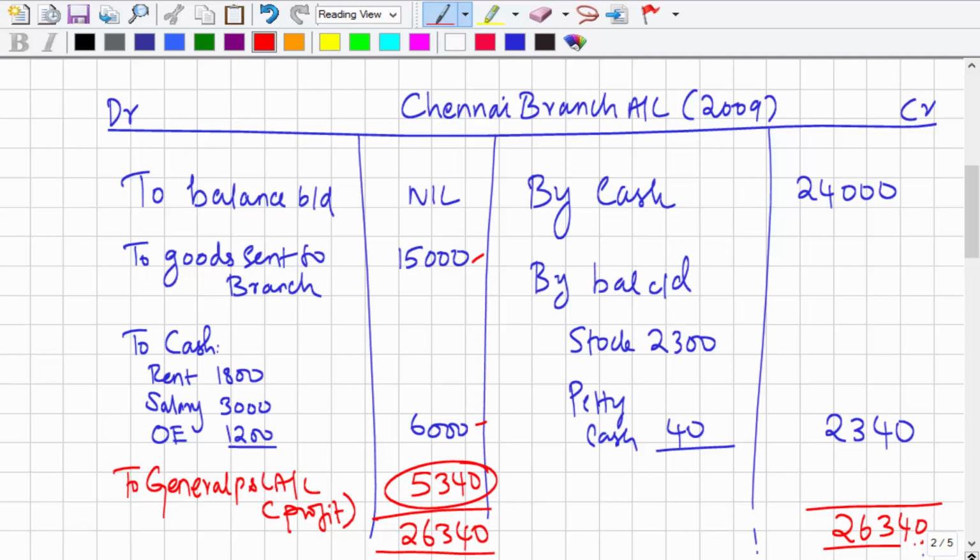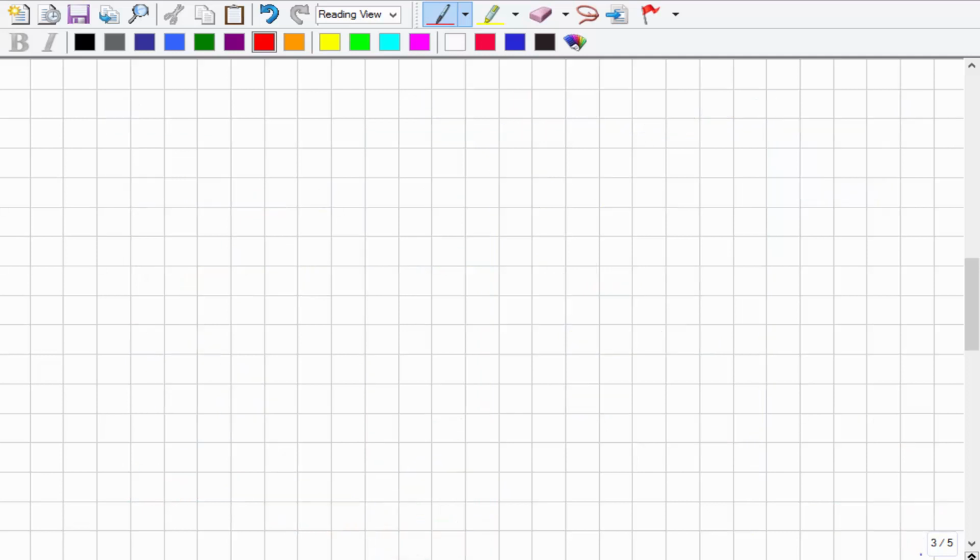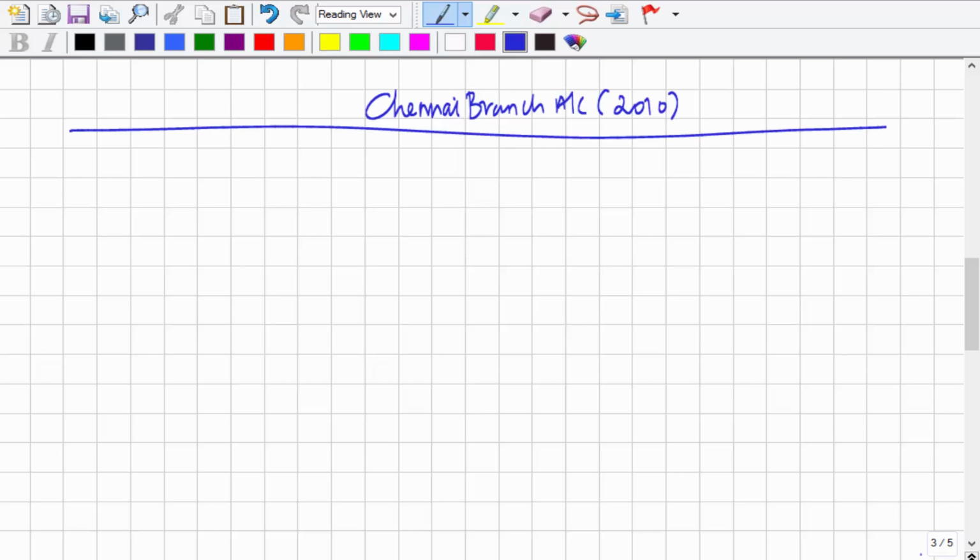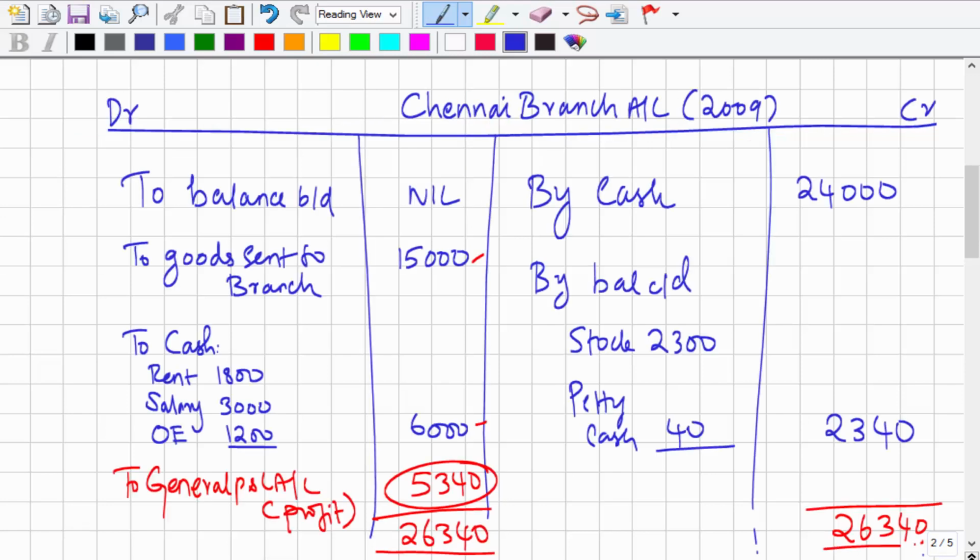We should also prepare similar branch account for the year 2010. Let's do that. It's Chennai branch account, and now that is for the year 2010. So for 2010, we should capture the opening assets if any, and by now we know in 2009 end, that is on 31st December, there are certain closing balances like stock and petty cash. So these will be available in the beginning of 2010. So let's capture these two items, basically the stock and petty cash, as opening balances.